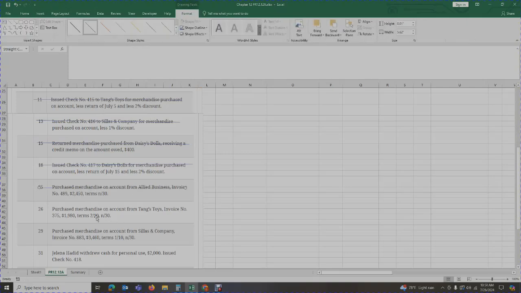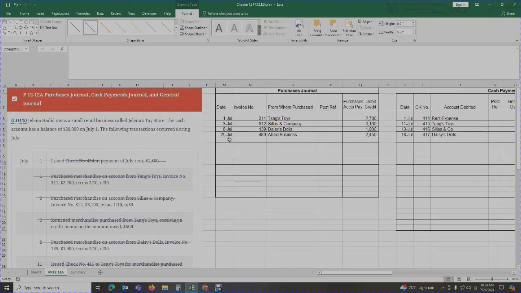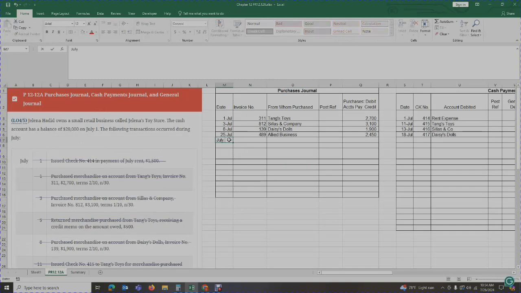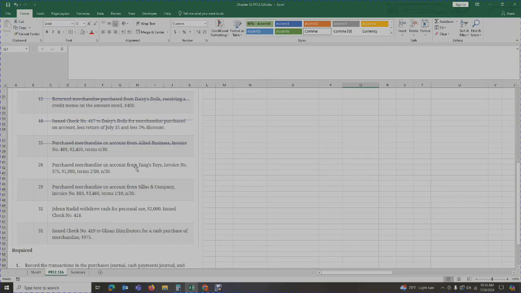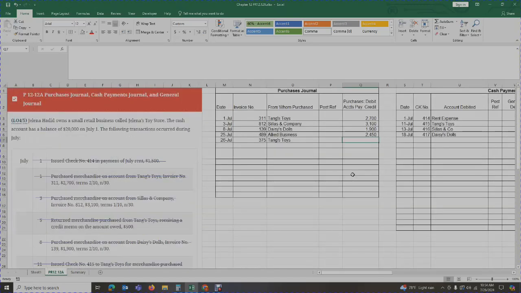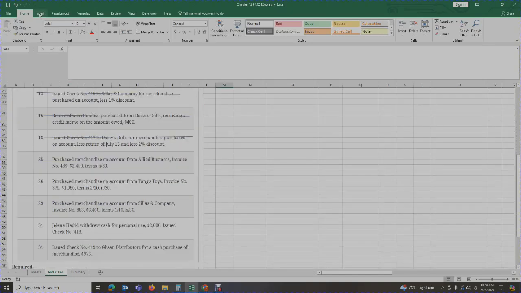On the 26th, you purchase more merchandise on account, this time from Tank's Toys. Invoice number 375, terms 2/10, net 30. Remember, the terms 2/10, net 30 mean that you're going to get a 2% discount if you pay within 10 days. If not, the balance is due within 30 days. So this is happening on the 26th. This is invoice number 375. The company is Tank's Toys, and the amount is $1,980. So we've taken care of the July 26th entry.